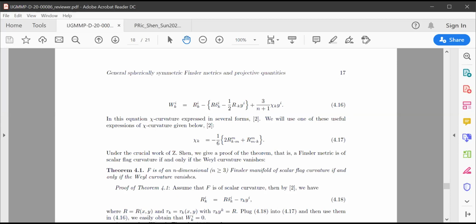All right. So another direction one can go is the warped product metric.